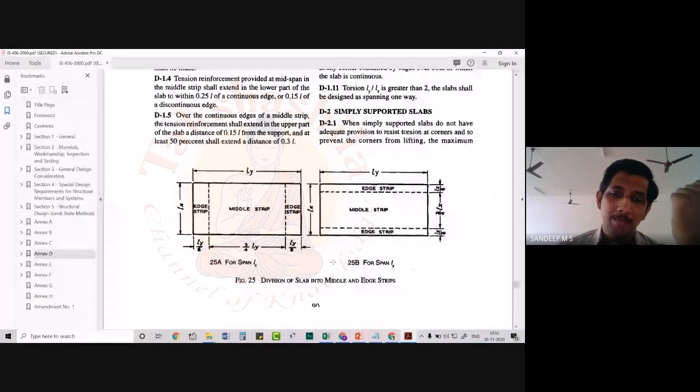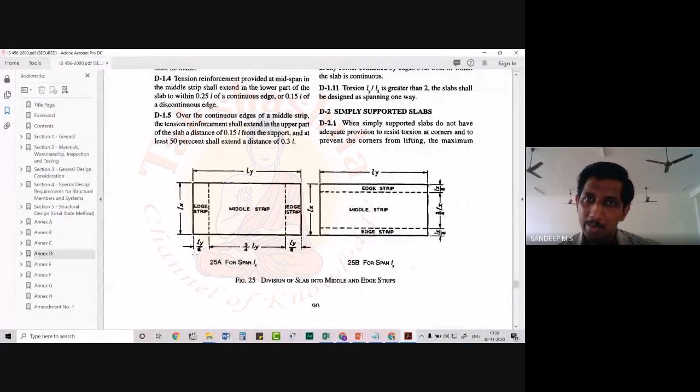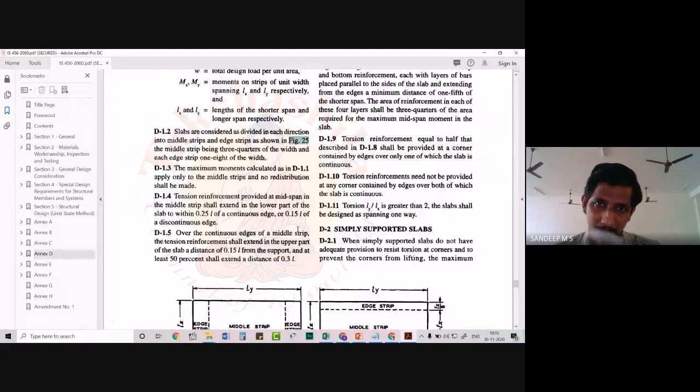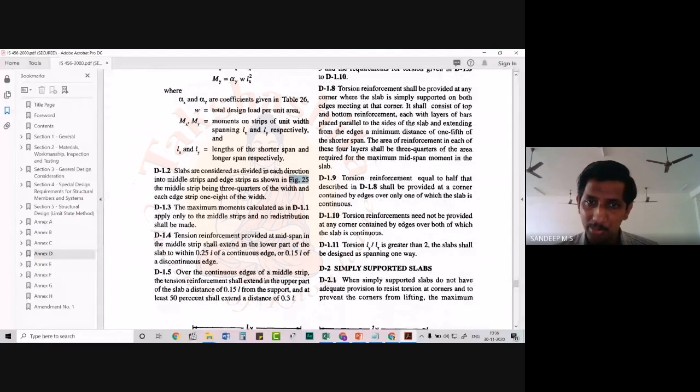So based on the dimensions, we have to classify it into middle strip as well as edge strip in both directions. The middle strip will have a width of 3/4 of the total length, that is Ly in this direction, and we will have edge strips having a width of 1/8 of this length on both sides. Similarly, in the other direction also we will have middle strips and edge strips. That is what is given in D1.2.